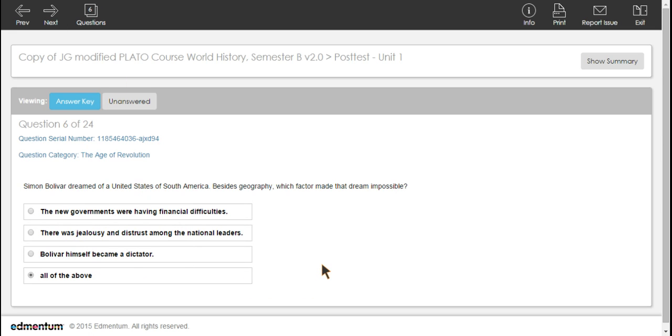Simon Bolivar dreamed of a United States of South America. Besides geography, which factor made that dream impossible? The new governments were having financial difficulties, there was jealousy and distrust among the national leaders, or Bolivar himself became a dictator. The correct answer is all of the above.